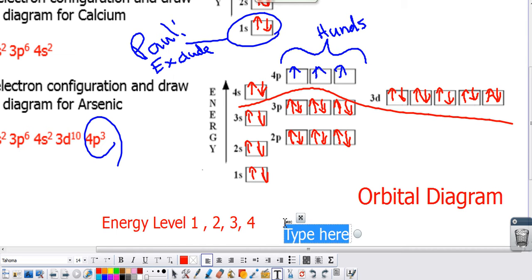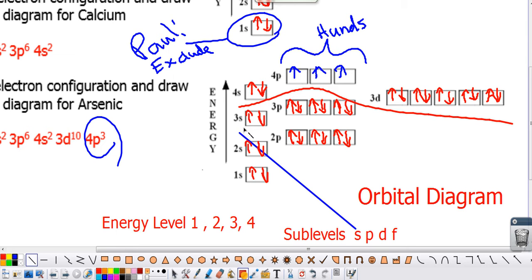We also have sublevels. Sublevels are s, p, d, and f. Yes, we have a couple of those in here. Let's see. Where's an s? Oh, there's an s. There's an s. There's an s. Where's a p? Right there, there, there. And then there's a d. Nope. No f. Forget that. But there is a d right there.